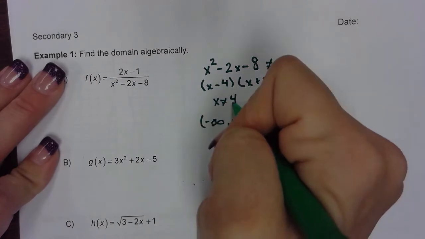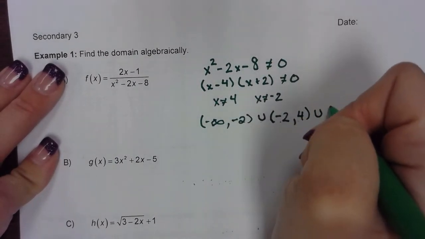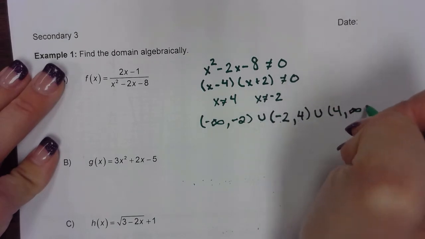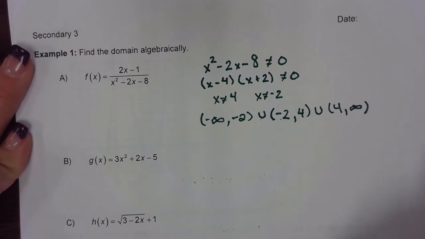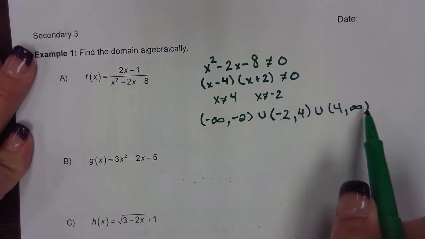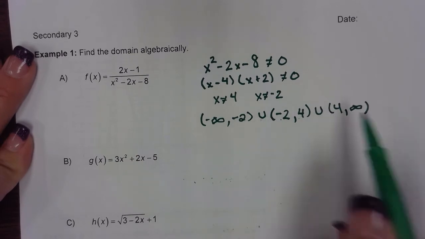-2 to, we have 4. And then 4 to infinity. So the only values that do not make this a full -infinity to infinity would be -2 and 4. These would be your asymptotes.